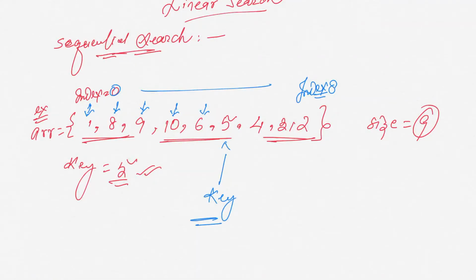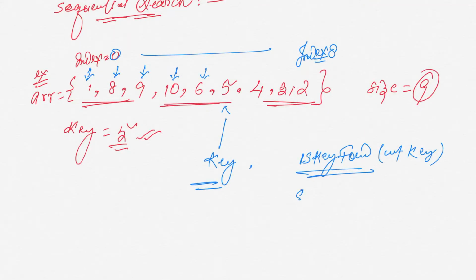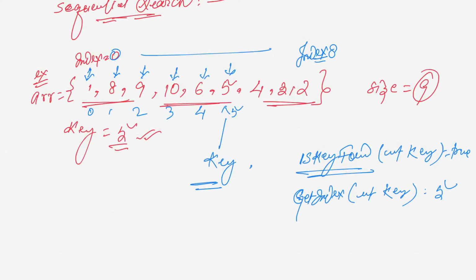As soon as we find the key, we return a boolean. If you are defining a function like isKeyFound with an integer key, in this case we return true or false. Or if you are writing a function like getIndex, in this case we return the index value: 0 1 2 3 4 and 5. The output will be 5, and here it will be true.